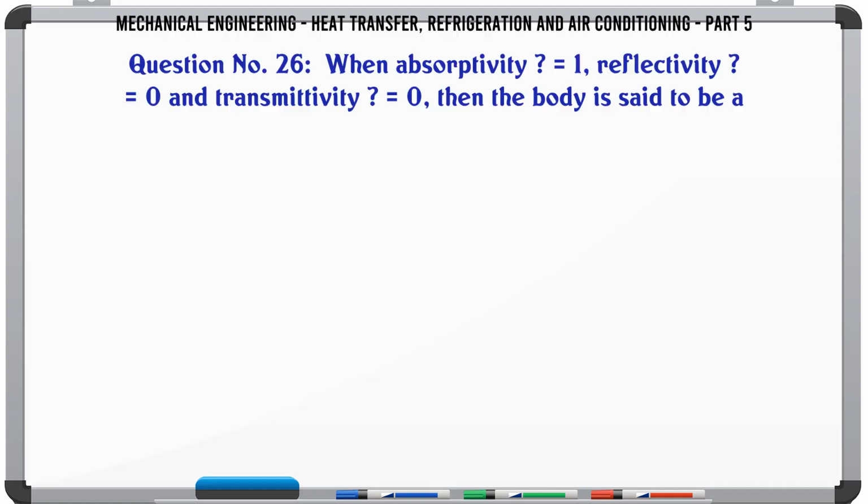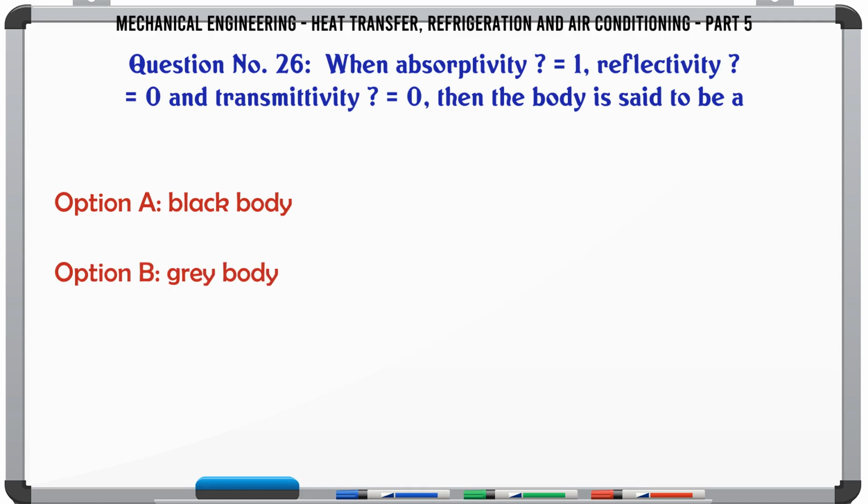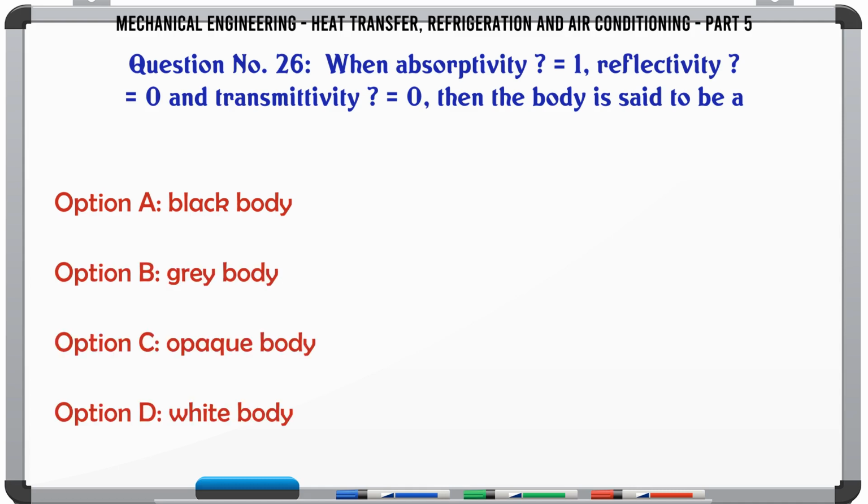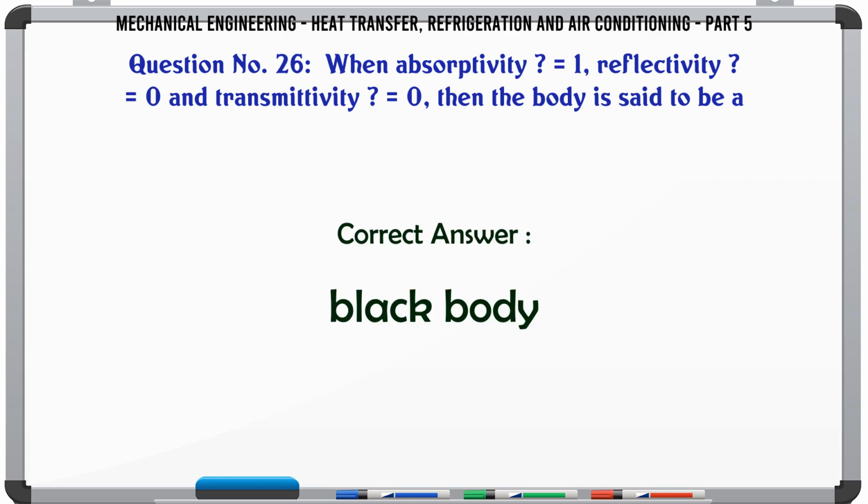When absorptivity 1, reflectivity 0 and transmittivity 0, then the body is said to be A. Black body, B. Gray body, C. Opaque body, D. White body. The correct answer is black body.